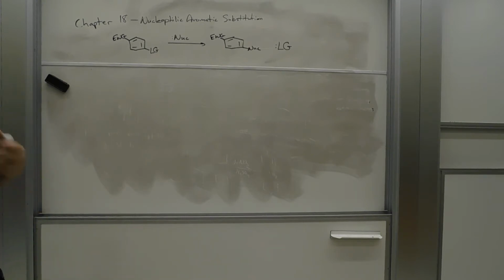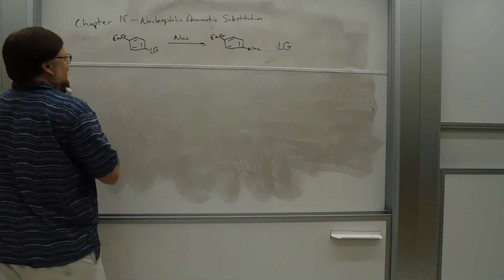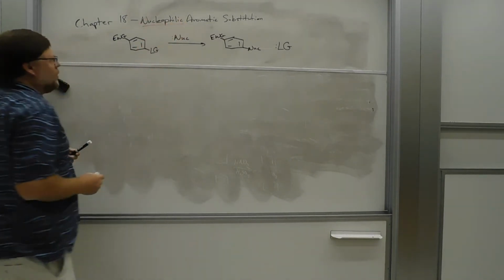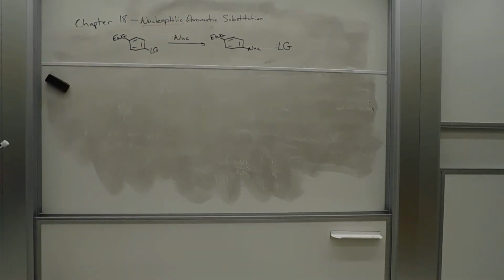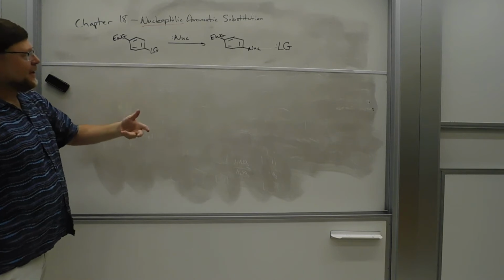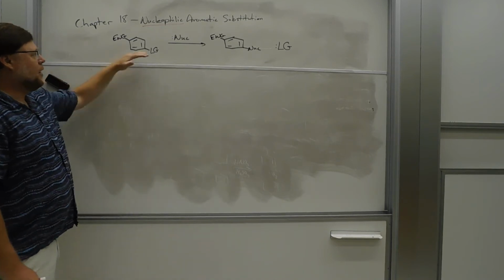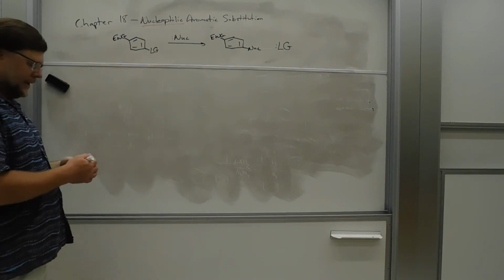So we've been doing electrophilic aromatic substitution. In this video, we're going to look at nucleophilic aromatic substitution. You will remember nucleophilic substitution from Orgo 1, SN2, SN1. In electrophilic aromatic substitution, you substitute for an H+. Here, a nucleophile is going to substitute for a leaving group.